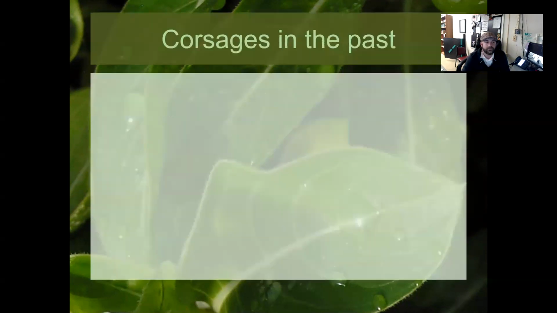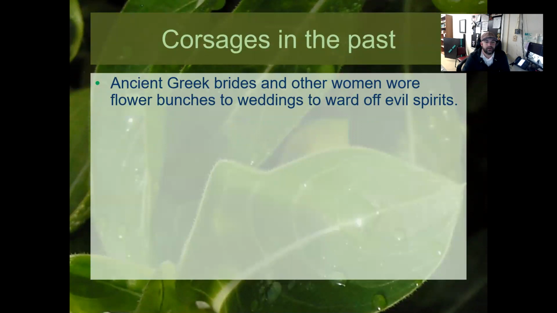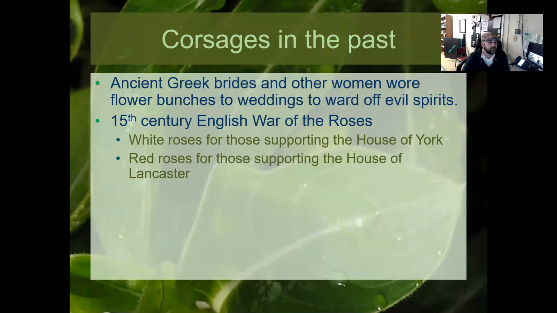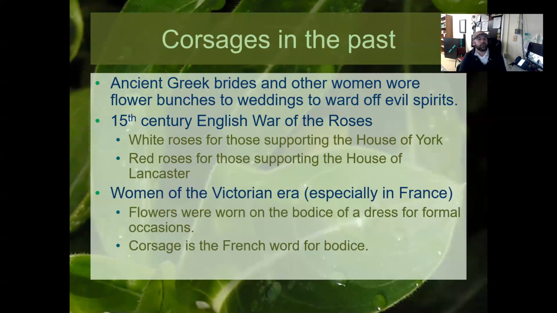So history of corsages. Ancient Greek brides and other women wore flower bunches to weddings to ward off evil spirits. 15th century English War of the Roses. White roses for those supporting the House of York. Red roses for those supporting the House of Lancaster. So it's kind of like an easy way to identify who they were with during that war. Women of the Victorian era, especially in France, flowers were worn on the bodice of a dress for formal occasions, and the corsage is the French word for bodice.